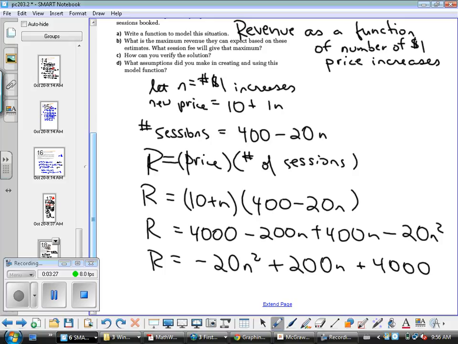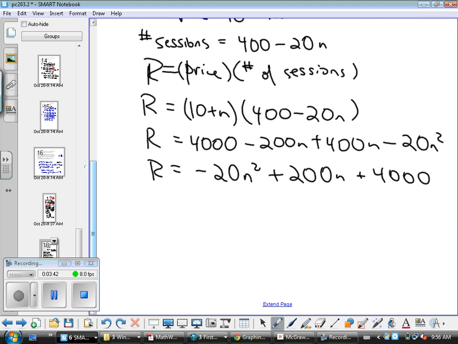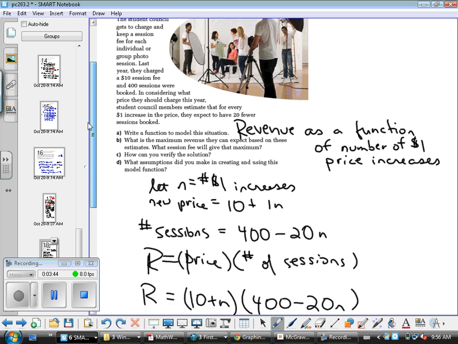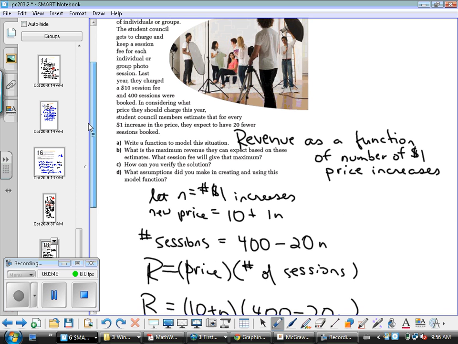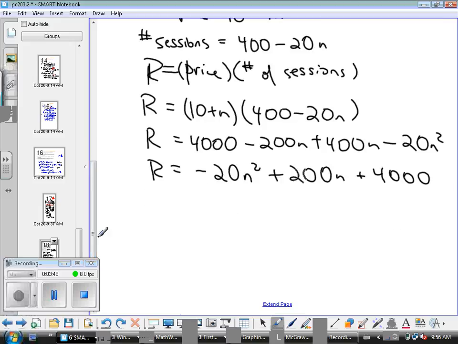And so we know that this is going to be a parabola that opens down, so we'll have a maximum, which we kind of figured because we thought we'd have a maximum value. And you know our maximum is the vertex, so a good thing to do here, this is for part B, to find the maximum revenue, and what session fee will give that maximum. We can change this to vertex form by completing the square.